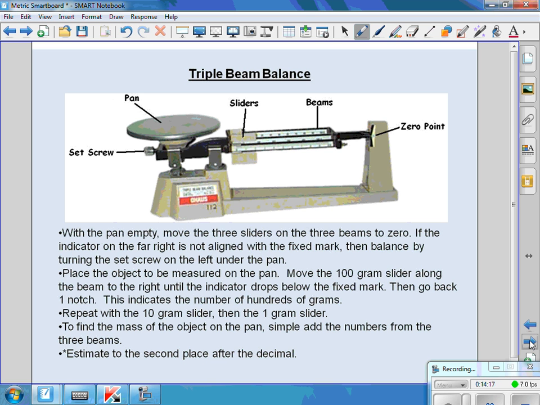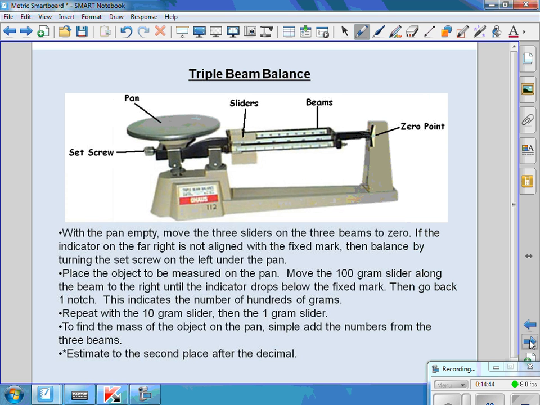The triple beam balance, you see the picture here, and there are different parts: the set screw, pan, sliders, beams, and 0 point. The ones that we're going to concern ourselves with are all the ones at the top and the 0 point off to the right. You don't need to worry about the set screw in class because I will have already calibrated all the machines for you.